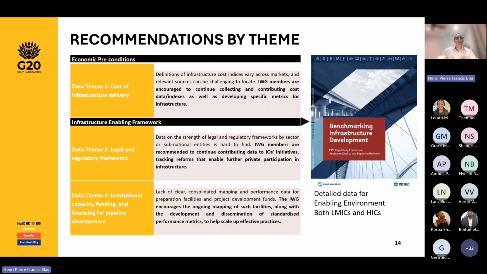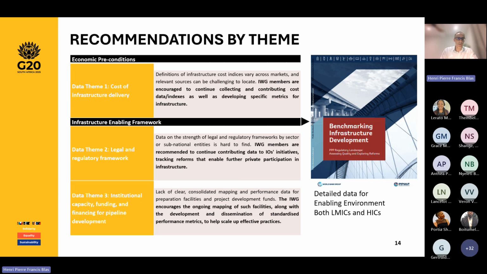All right, so that was one example. So we have 8 themes within the notes itself. The first 3 were around the cost of infrastructure delivery, and then we had the theme on legal regulatory framework, and theme 3 that was on institutional capacity, funding, etc. I think I'll go a little bit deeper onto the first one, so I'm not going to cover it here.